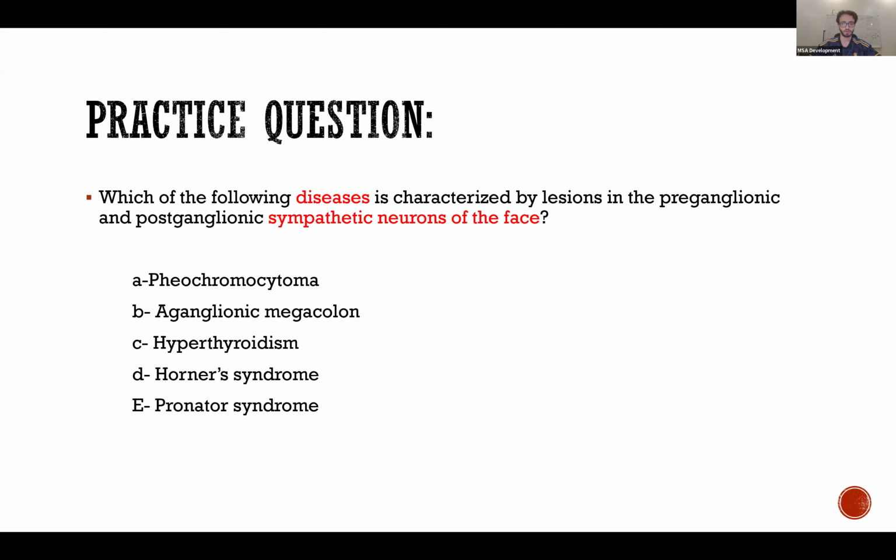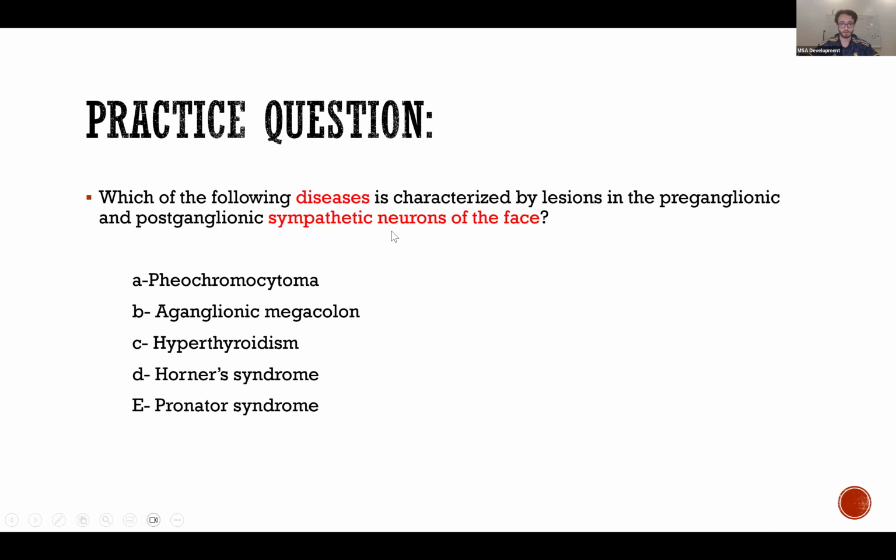Of course, if you guys noticed, most of this question is literally pointless. All we want to know is disease, sympathetic neuron of the face. But the disease automatically has to be sympathetic, right? It is not aganglionic megacolon. Hyperthyroidism, you guys didn't take it, it's not related. Pronator syndrome, same thing. The two options that could work are pheochromocytoma and Horner syndrome. They're the only two diseases that are sympathetic.